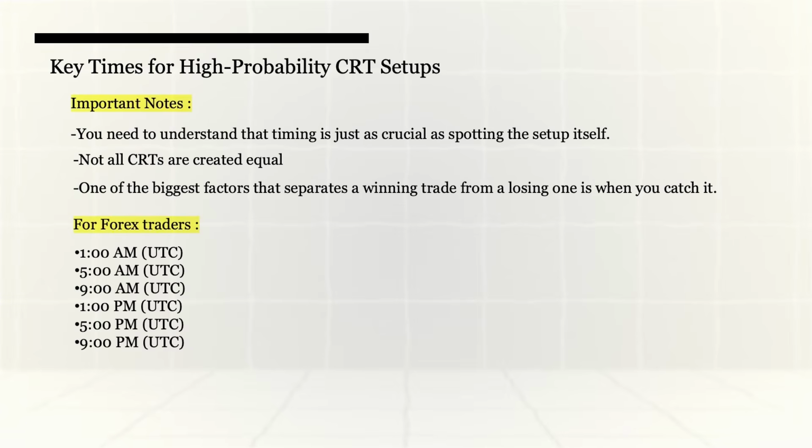For Forex traders, the most notable times to monitor are 1 a.m., 5 a.m., 9 a.m., 1 p.m., 5 p.m., and 9 p.m. These specific hours matter because they coincide with major market sessions, such as the London Open at 5 a.m. UTC and the New York Open at 1 p.m. UTC. During these windows, liquidity increases significantly and volatility expands. That environment creates ideal conditions for identifying CRT opportunities, particularly during session overlaps when two major financial centers are operating simultaneously.